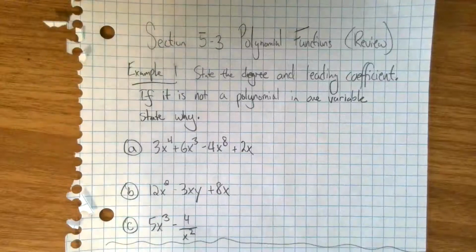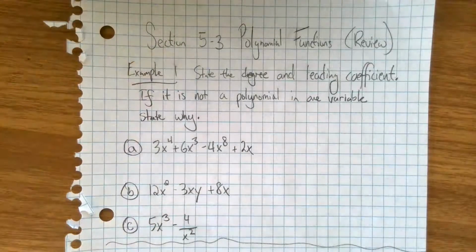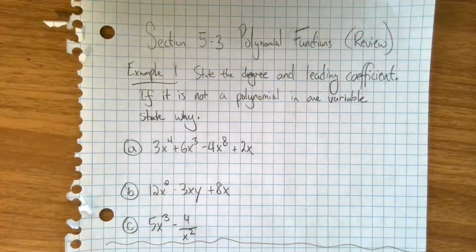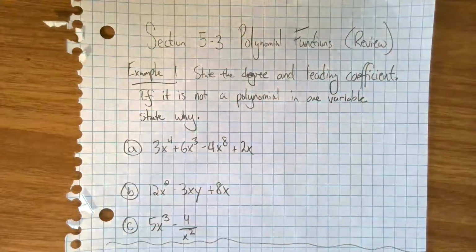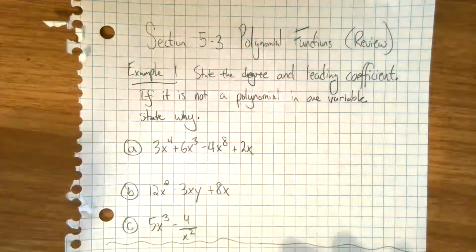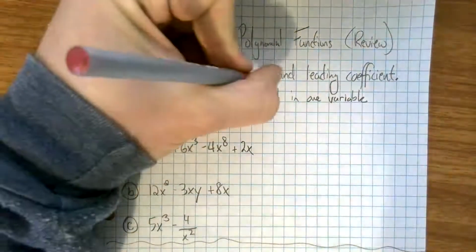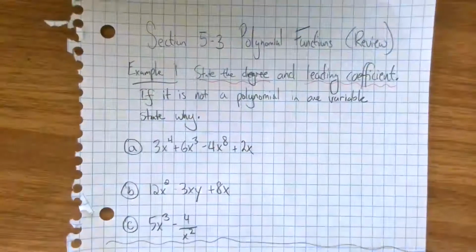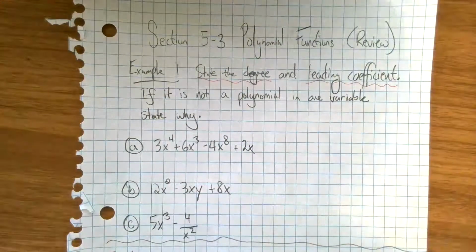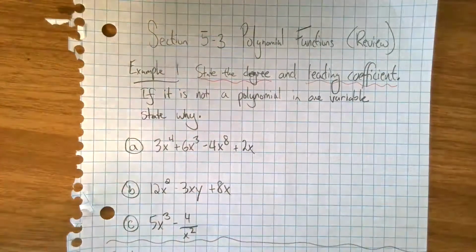Hey everybody, we are continuing our review of content that we covered prior to going to remote learning. And so we are in section 5.3, polynomial functions. The first thing that we're being asked to do is to look at an expression and state the degree and the leading coefficient. If it's not a polynomial in one variable, we're being asked to state why.